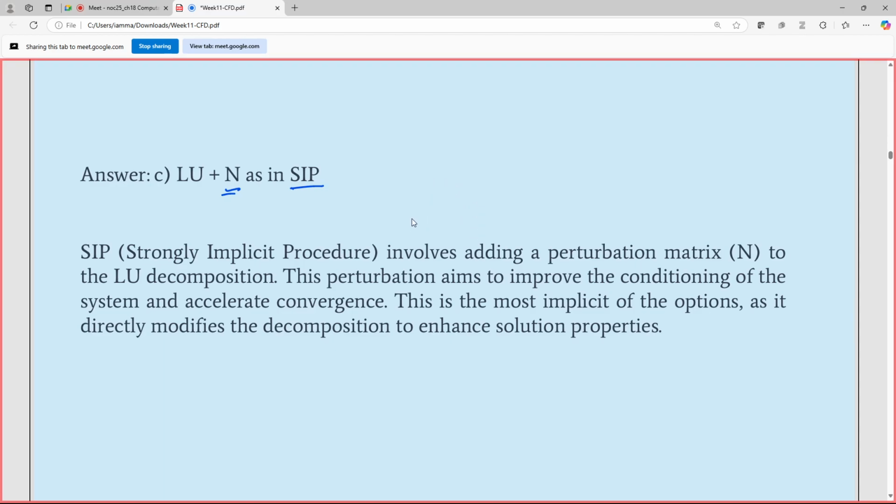So among the options, option C, LU plus N as in SIP, that is strongly implicit procedure, is our answer. This addition of the perturbation matrix N will improve the conditioning of the system, that is the system of equations, and it will help in the convergence of the iteration process.